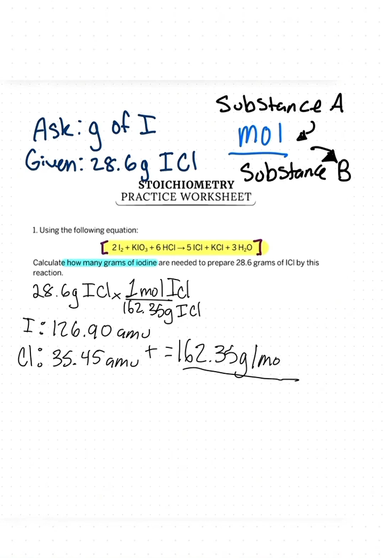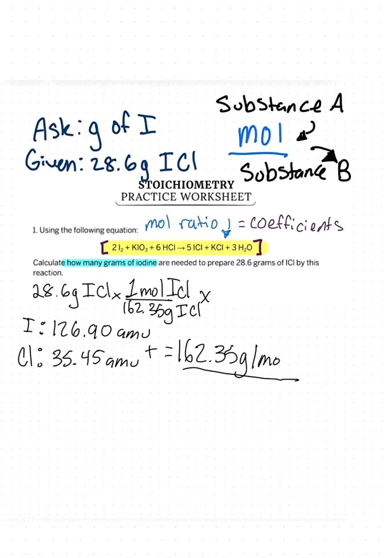So now we're in moles of ICl, and that's exactly what we want, because as we mentioned before, the only way to go from one substance to another is through the mole. How can we go from moles of ICl to grams of iodine? If we were able to go from grams of ICl to moles of ICl, then that means we can go from moles of iodine to grams of iodine. And how we can do that, how we can connect moles of ICl and grams of iodine, is through our molar ratio.